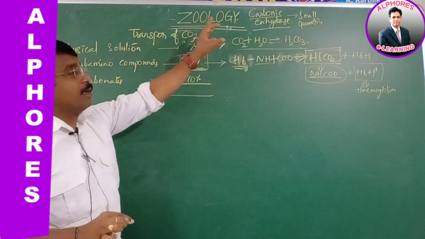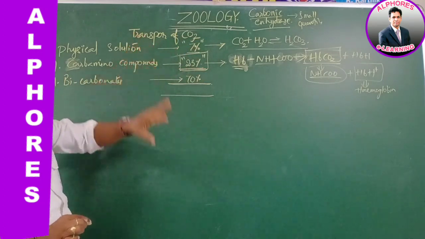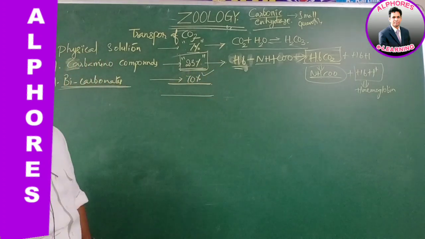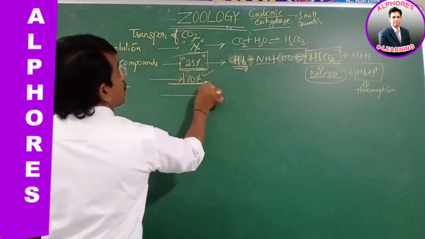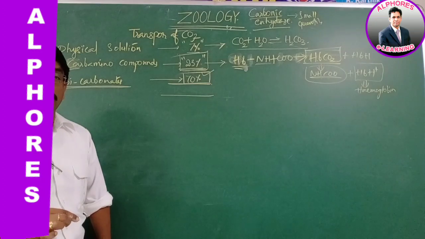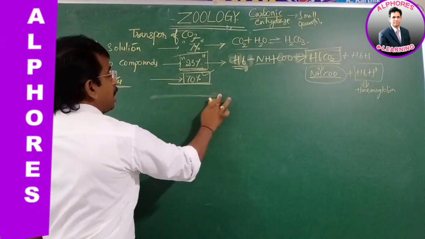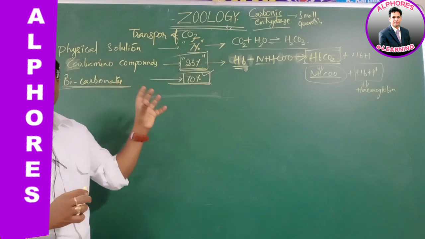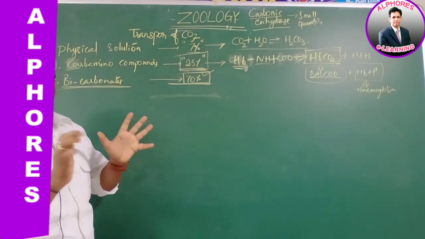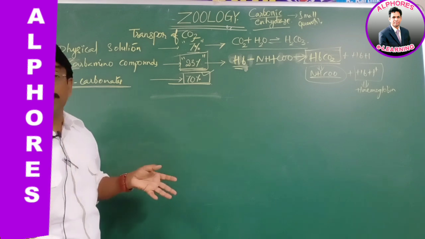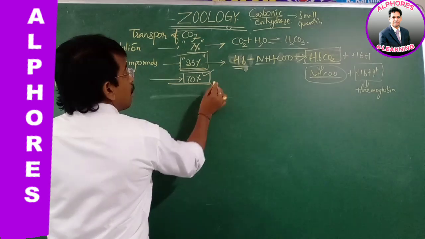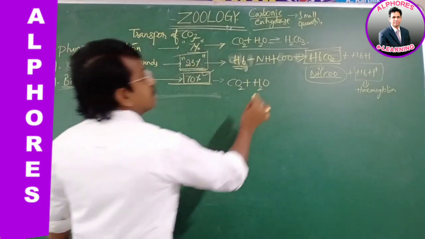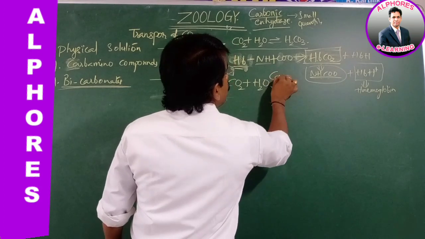This is the second phase of the transport of CO2. The third one is bicarbonates, 70%. So by this you come to know that most of the CO2 is transported by bicarbonates only. And the same equation, that is the role of the carbonic anhydrase. RBC is a cell. A cell will have cytoplasm, and cytoplasm will have 60 to 70% water.